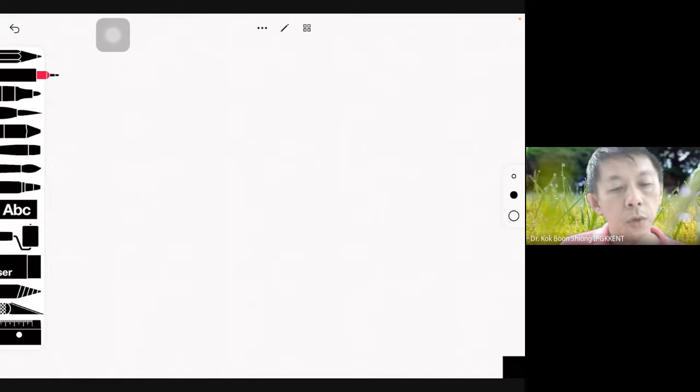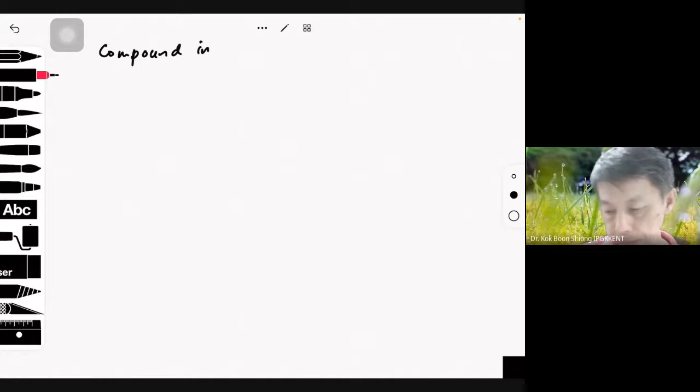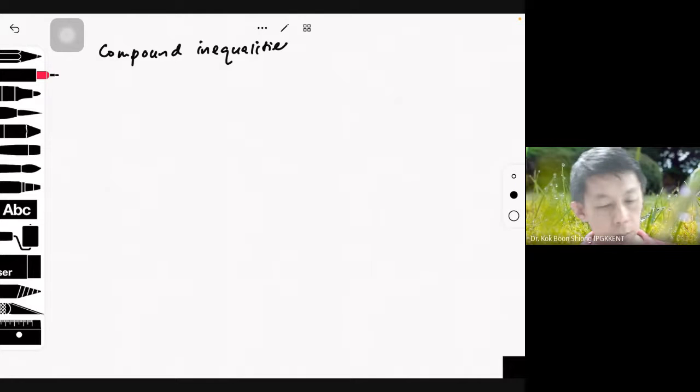Okay, next we come to linear inequalities. For linear inequalities, remember we have learned this before, but this time we are going to learn something called compound inequalities.